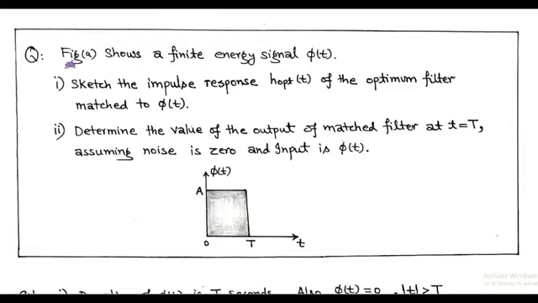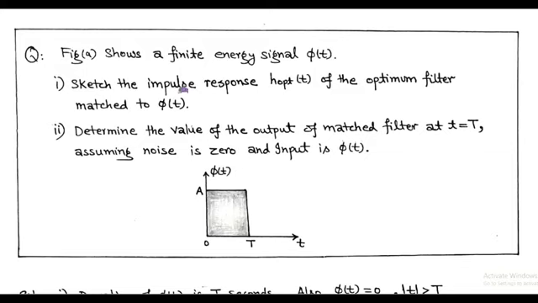The question is: the figure shows a finite energy signal phi(t). The first part is to sketch the impulse response of the optimum filter that is matched to phi(t). And the second part is to determine the value of the output of the matched filter at t equals capital T, assuming noise is 0 and the input is phi(t).